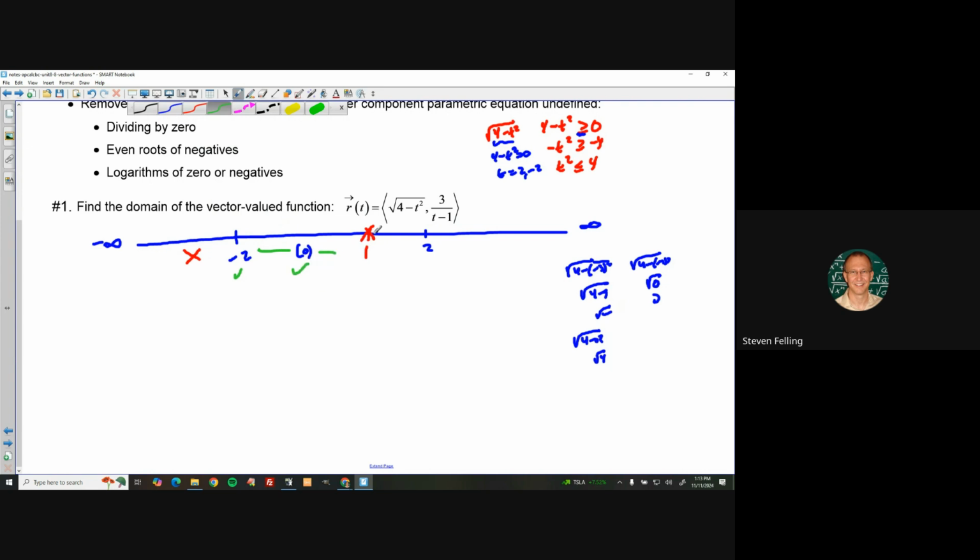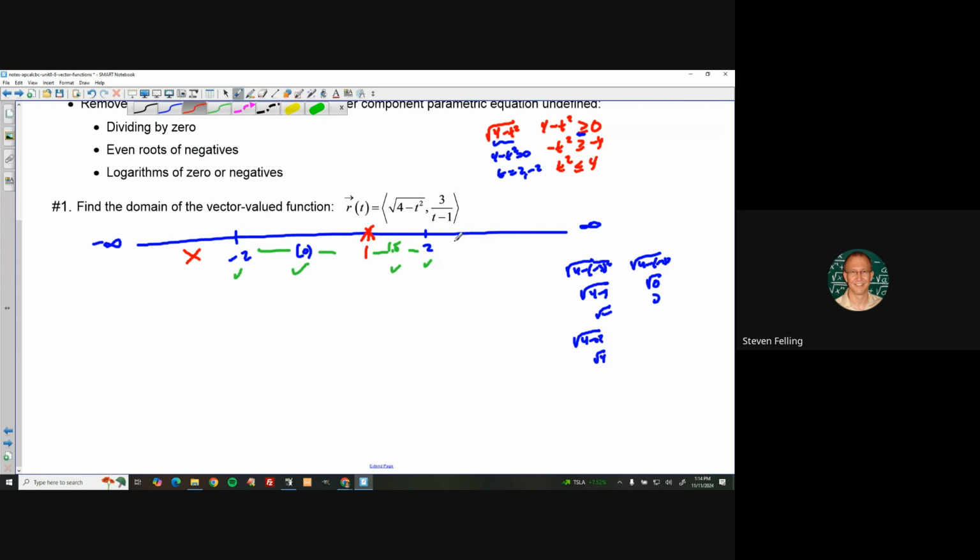We already know we have to avoid 1 because of this one, but these values here, like say 1.5, if I put 1.5 in there, 4 minus 1.5 squared would be a positive, so that's fine. These values are fine. The 2, if I plugged it in, would be the square root of 0. That's fine. But if I go above that, then I'm going to get a negative number in here.